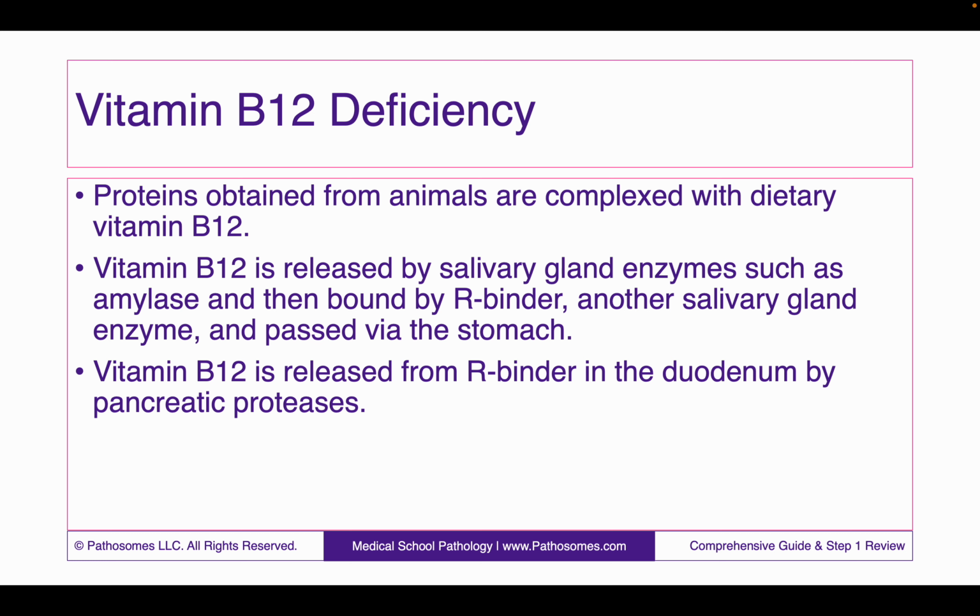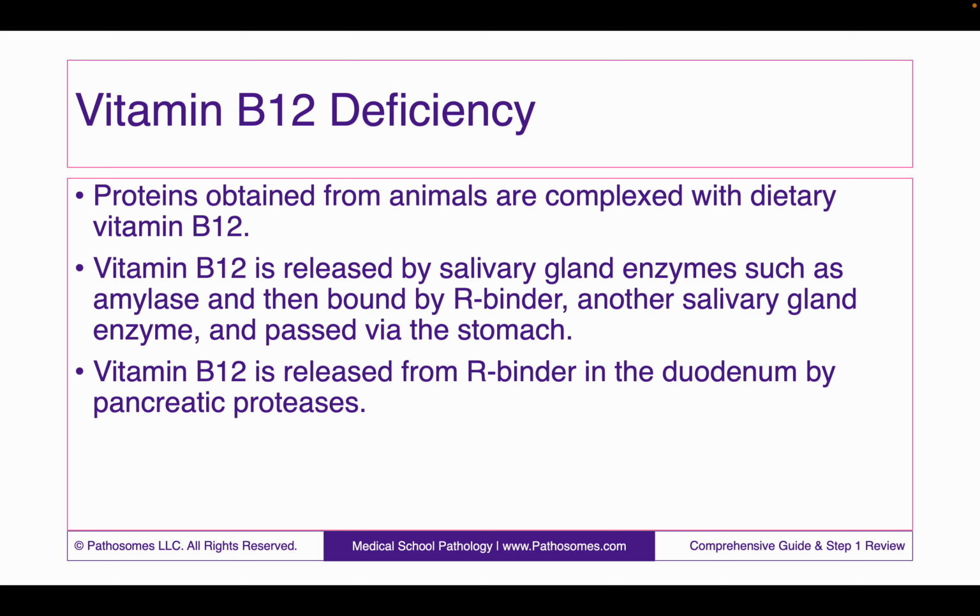Vitamin B12 is released from R binder in the duodenum by pancreatic proteases. In the small intestine, vitamin B12 binds an intrinsic factor that is produced by gastric parietal cells, right? You know that. Gastric parietal cells produce intrinsic factor. The ileum is where the intrinsic factor vitamin B12 complex is absorbed. Due to high hepatic stores of vitamin B12, deficiency is less prevalent than folate shortage and takes years to develop.